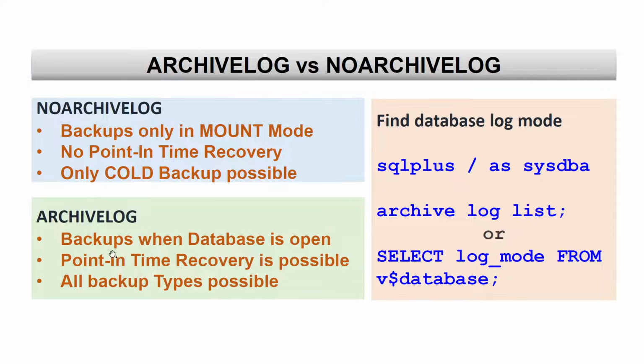In the Archivelog mode, you can take backups when the database is open. This is beautiful. You can take the backup while the database is open or the applications are connected to the database. Point-in-time recovery is possible, which means that if a failure occurs, you can go back exactly 1 or 2 seconds before it. All backup types are possible, like cold backup, hot backup, incremental backups, etc. How do you find the database log mode, whether it is in Archivelog or NoArchivelog? You can use the archive log list command, or you can select log_mode from v$database.